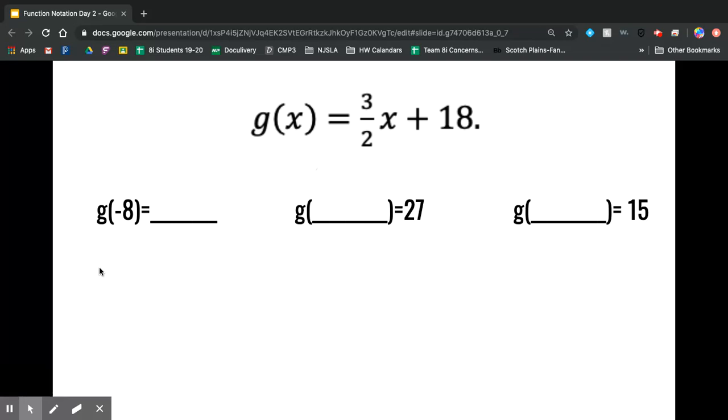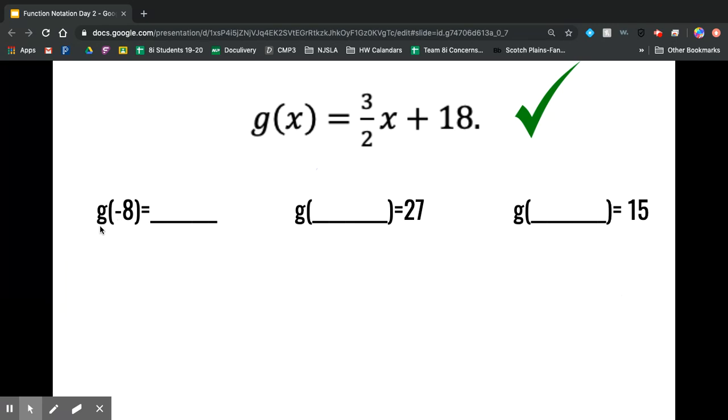This time we're given an equation. The equation says g of x equals 3/2 x plus 18. Is this going to be a function? Yes, it is. What type of function do you think this is? It's a linear function. We can tell because it looks like y equals mx plus b. So now we're going to try to do some inputs and outputs with our equation.